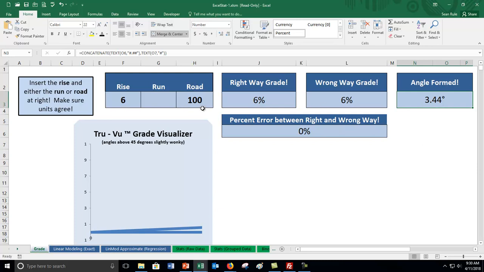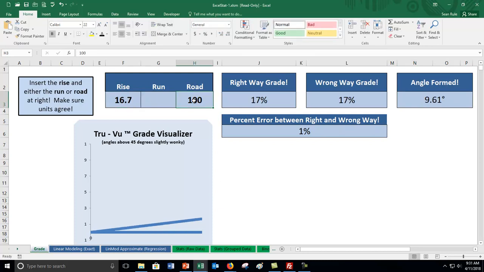Let's look at Archie Briggs, which I think was 16.7 for every 100 on the road. Now, look what's happening. The right way and the wrong way both round to 17%. But look at the percent error. It's 1% now. That's a tiny difference, but it's bigger than 0. And that's what starts to happen as you get steeper.